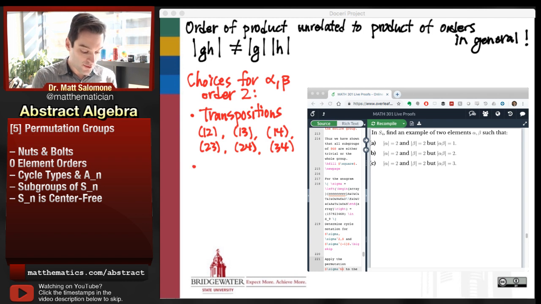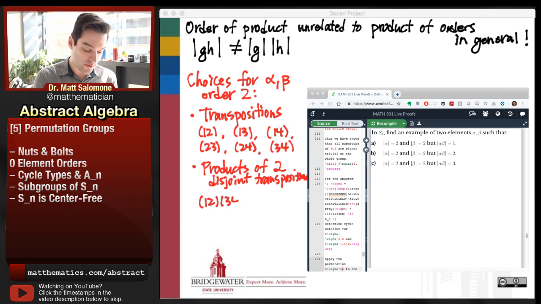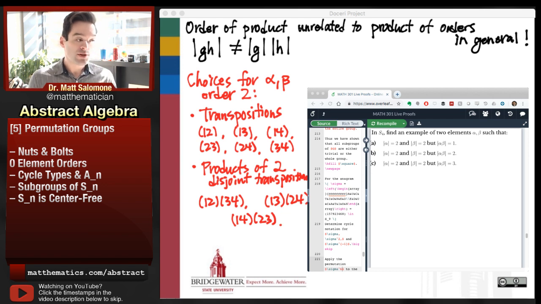But there are also, in S4, products of 2 disjoint transpositions, 2 disjoint 2 cycles. And there's 3 of those. (1 2) composed with (3 4). There's (1 3) composed with (2 4). And there is (1 4) composed with (2 3). So in total, I can list 9 elements of S4 that are elements of order 2. There are 6 that are just individual transpositions, and there are 3 that are products of 2 disjoint transpositions.